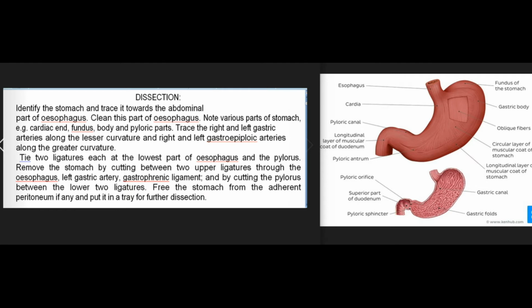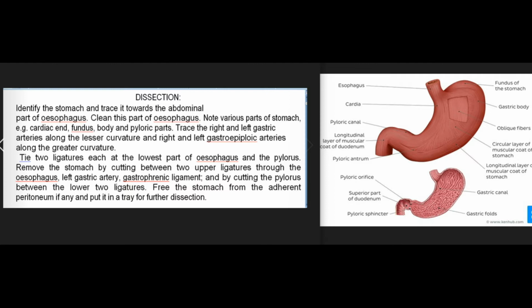Esophagus and stomach. Dissection. Identify the stomach and trace it towards the abdominal part of esophagus. Clean this part of esophagus. Note various parts of stomach, e.g. cardiac and fundus, body, and pyloric parts. Trace the right and left gastric arteries along the lesser curvature and right and left gastroepiploic arteries along the greater curvature. Tie 2 ligatures each at the lowest part of esophagus and the pylorus.